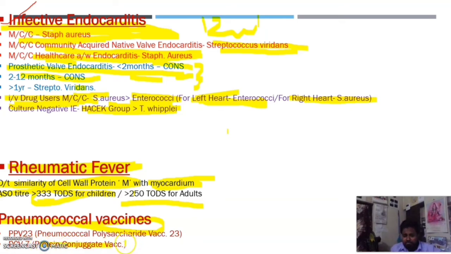In which cases the PPV23 polysaccharide polyvalent vaccine is contraindicated, in such cases the protein conjugate vaccine is given.